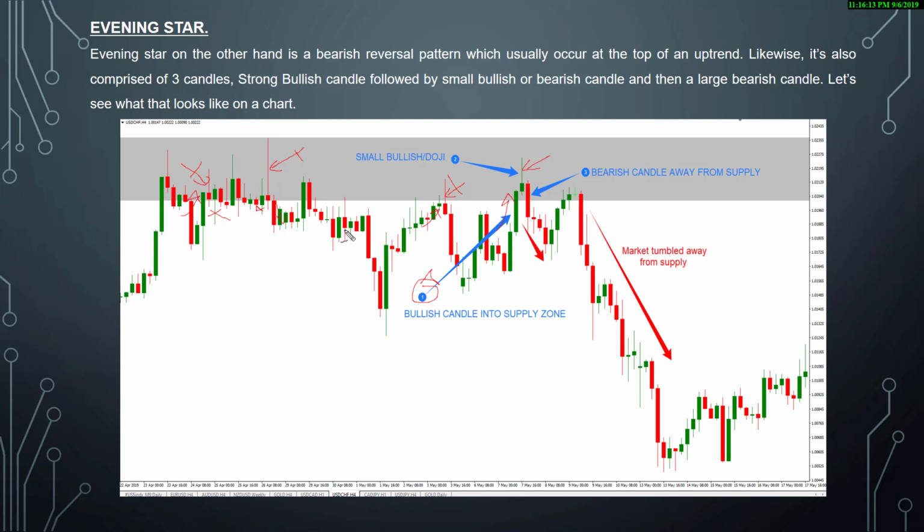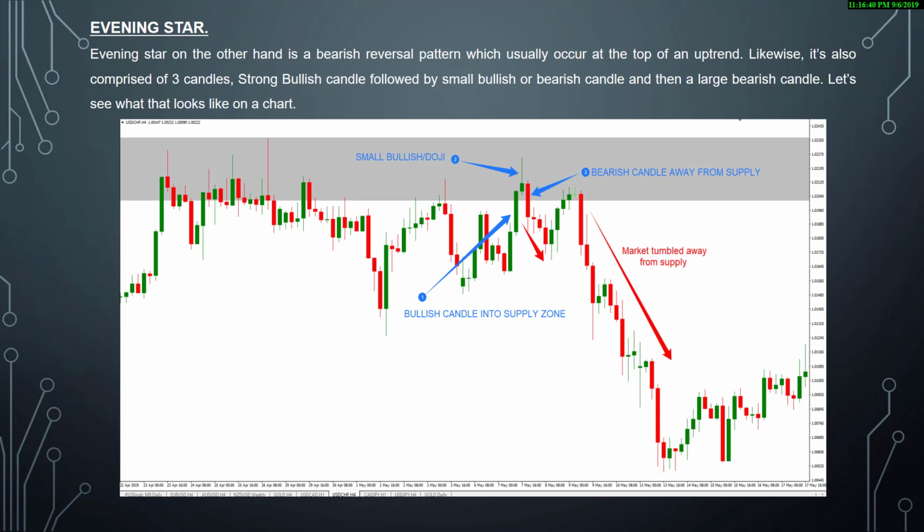So that's much about it on evening star, morning star, and engulfing patterns. So you must be in a position to identify these 2 aspects on supply and demand zones.